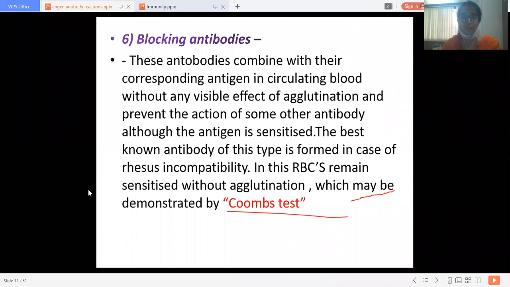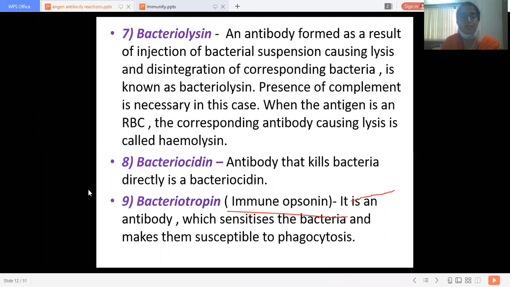All this we could not visualize. It is not visible in this particular test, that is, blocking of antibodies. Here the antigen just gets sensitized. It remains sensitized, and there will be no further progress of that antigen. So this reaction is known as blocking antibody. These blocking antibodies sensitize the antigen, and no other antibodies can take part in this reaction.